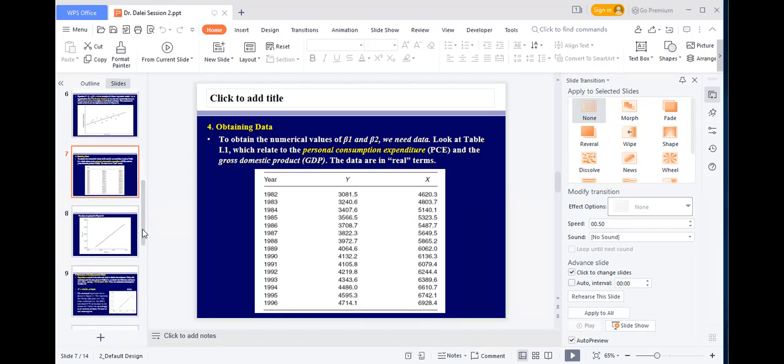Here, after developing the model, we have collected the data. There are two ways to collect the data: one is the secondary source and second is the primary source. If the data in secondary source is not available, you can go for a primary survey, right? But here this kind of data is available, like the GDP, which we can consider as income, and personal consumption expenditure, which we can consider as consumption expenditure at macro level. The data here is shown from 1982 onwards, so we can collect the data from these sources.